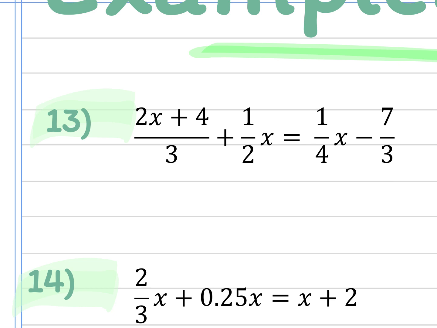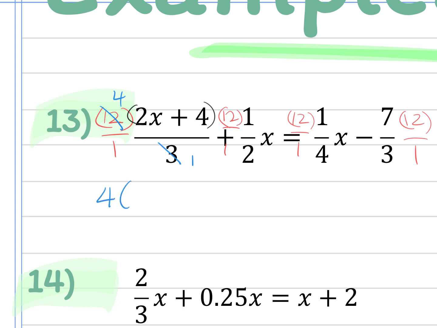So what I'm going to do is multiply this fraction by 12 over 1, this fraction by 12 over 1, same thing here, and then same thing here. So when I do the first one, notice what's going to happen is I'm going to simplify diagonally and make this 12 divided by 3 and it becomes a 4. So now I'm going to be distributing 4 to the 2x plus 4.